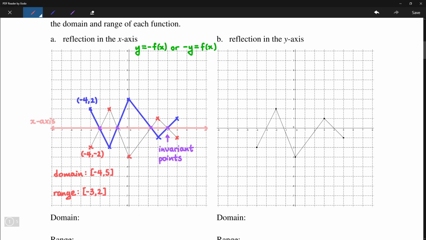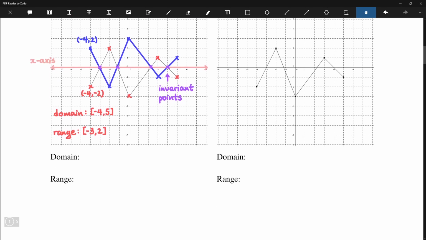So the domain and range of the new graph: notice that the domain does not change because the x values did not change in our graph, but the range will now be -2 to +3. Which makes sense because this -3 here becomes +3, and this 2 here becomes -2.